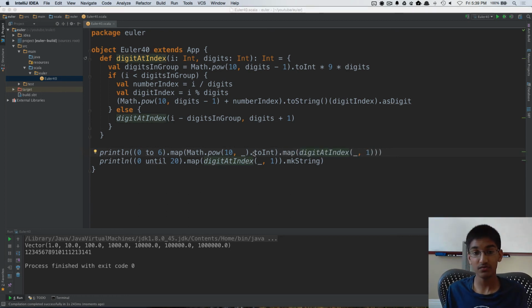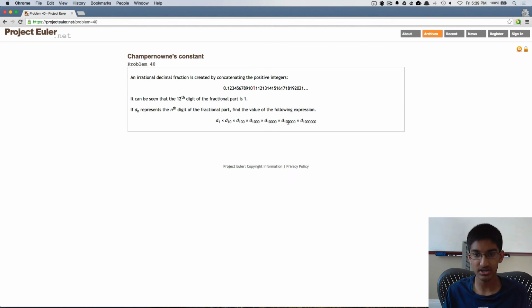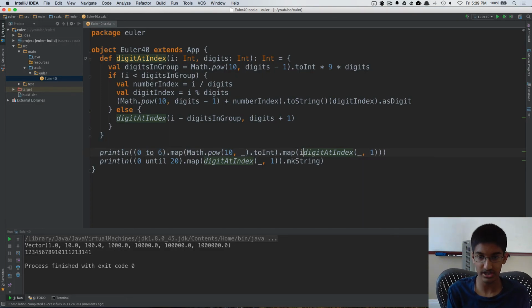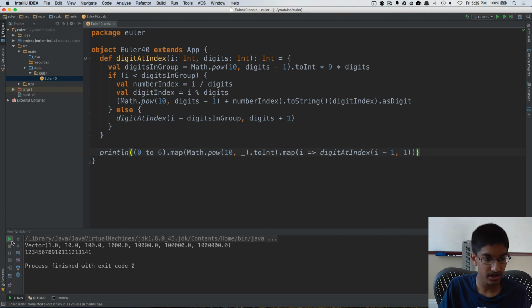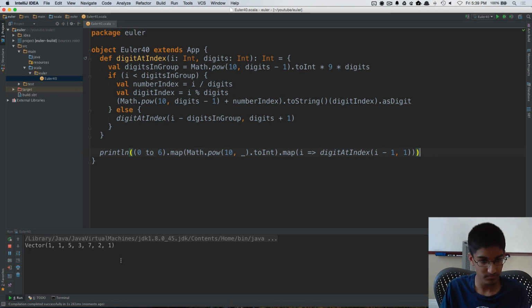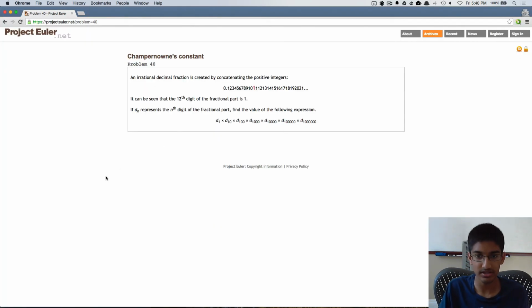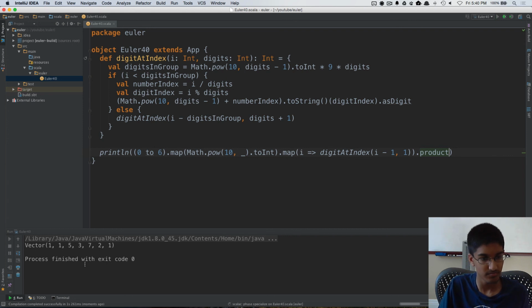Now, one thing we have to watch out for here is this is using 1-based indexing, we're using 0-based indexing, so we have to take the I, and instead of passing I directly to digit at index, we pass I minus 1. We can run this now. And now that we have that, we just calculate the product, because that's what we need to find in this problem. And now we have our answer. So that's it for problem number 40. I'll see you next time when we solve problem 41.